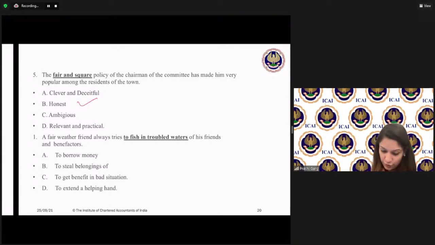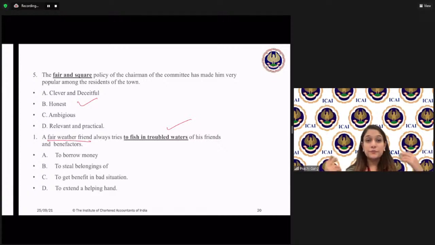There are actually two idioms here, a fair weather friend. But yes, we will be talking about just this one. So you can use two idioms in the same sentence.